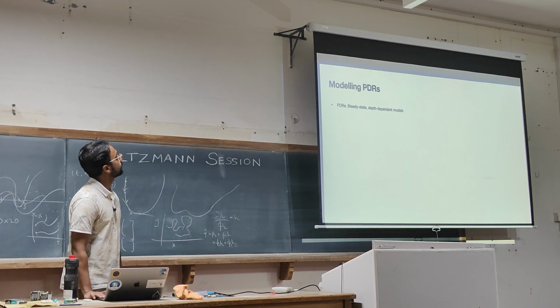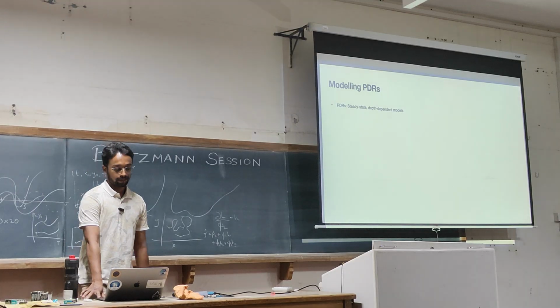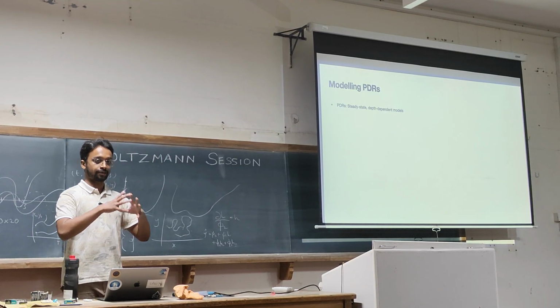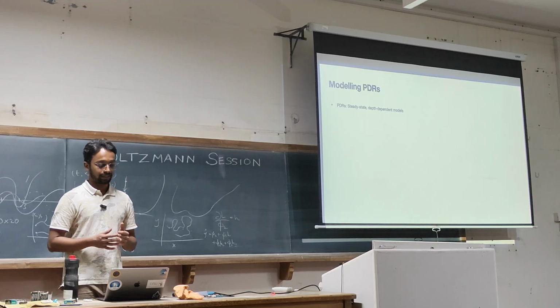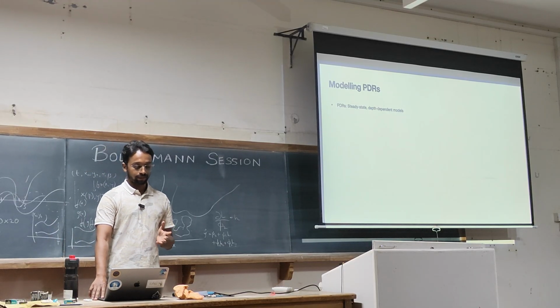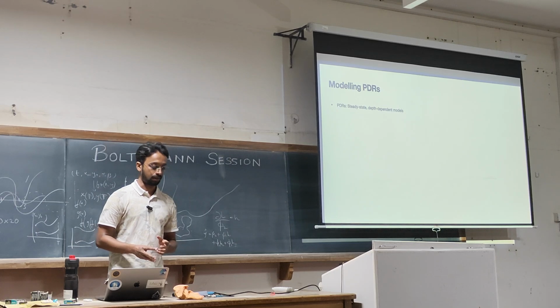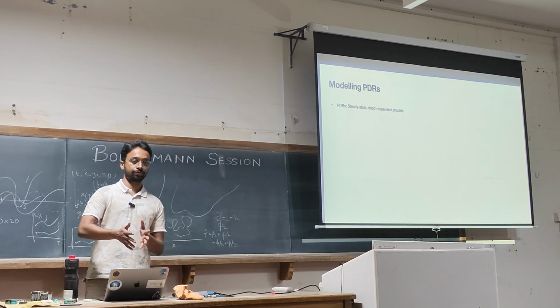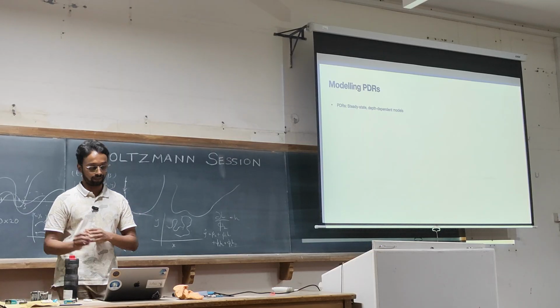So typically when you model PDRs, they are steady state and depth dependent models because these are fully formed molecular clouds. They've undergone evolution for millions of years, and in the end they've reached a sort of equilibrium state where the abundances of molecules and the temperatures vary as a function of depth or location in the PDR.